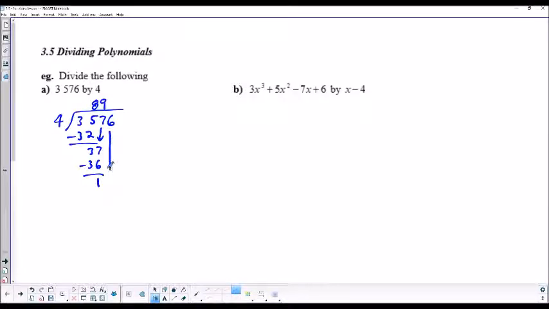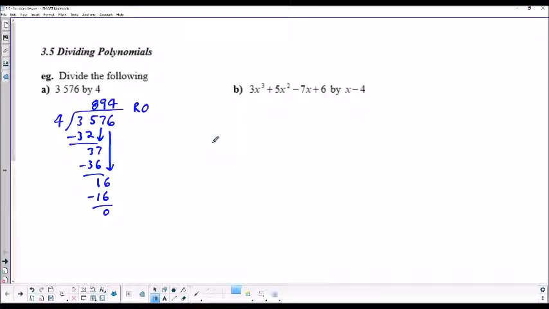Then I bring this 6 down, and I say, how many times does 4 go into 16? And the answer is 4. 4 times 4 is 16, so I subtract that and get a remainder of 0. Okay, so that's how long division works back in elementary school.